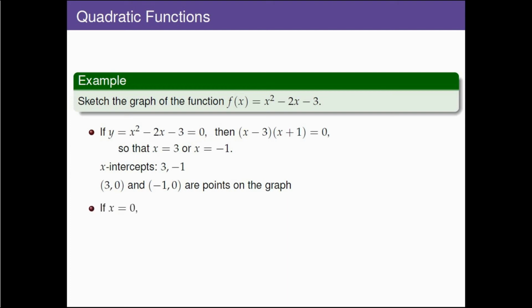Now, if x equals 0, then f of 0 equals negative 3. So the y-intercept is negative 3, so that the point 0, negative 3 is on the graph. With this, we are now ready to sketch the graph of the function.